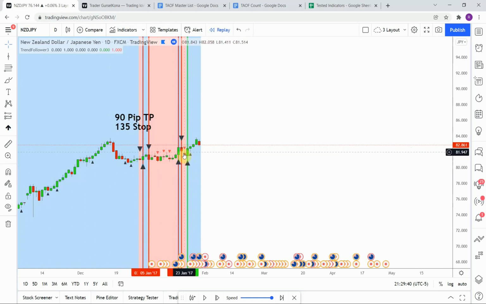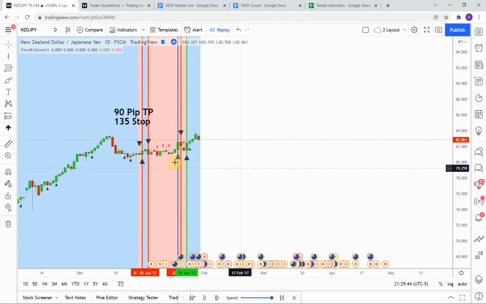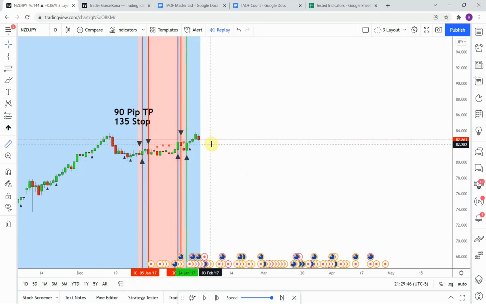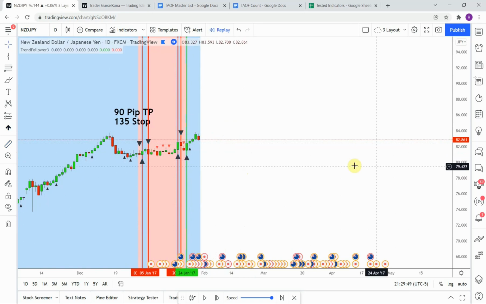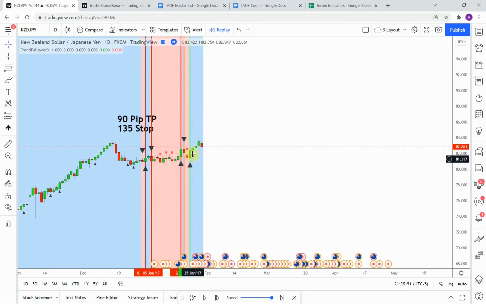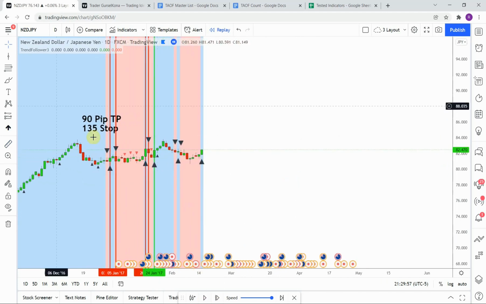And then a couple bars later, that short was stopped out as we picked up a long signal, and that long signal looks like we were finally able to get to take profit. Yes, we were. So that one was a winning trade. Let's go ahead and continue on.